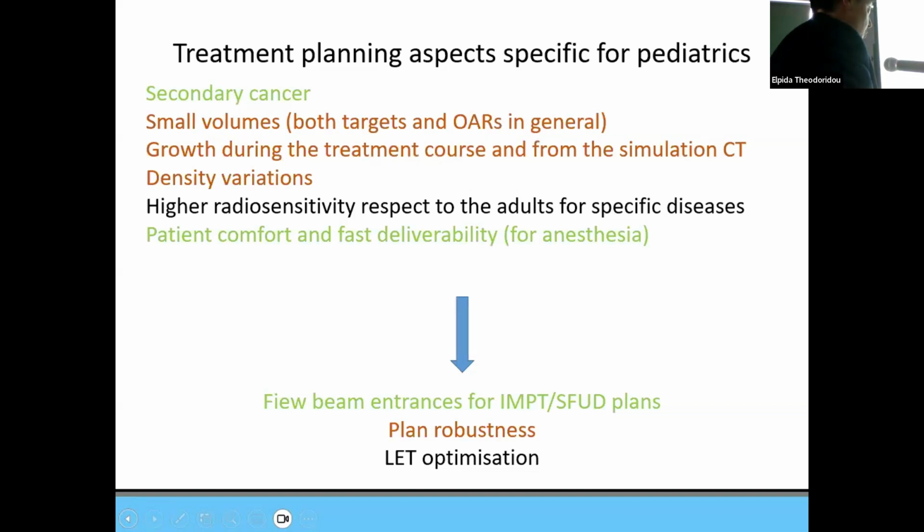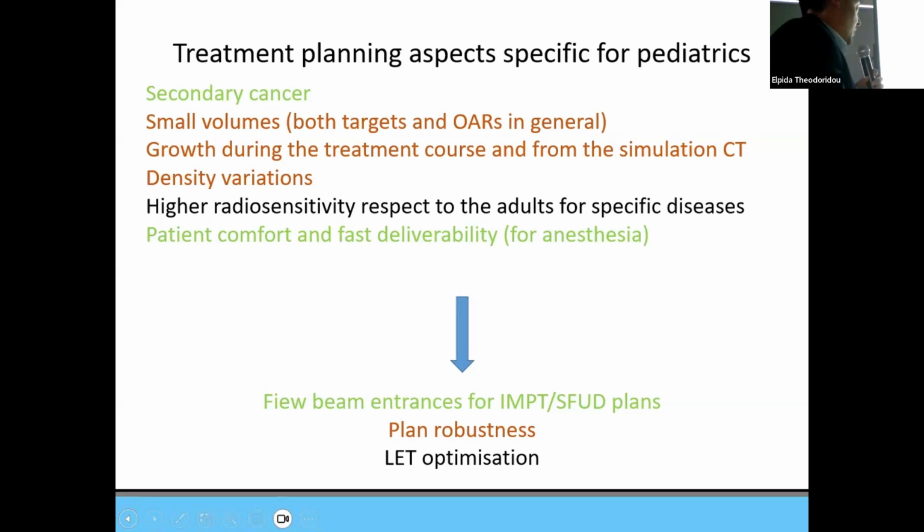The previous slide showed the general aspects of the source of uncertainty for protons. This slide is more specific for pediatrics, because what we have to know is that we have small volumes, both in terms of targets and organs at risk in general.